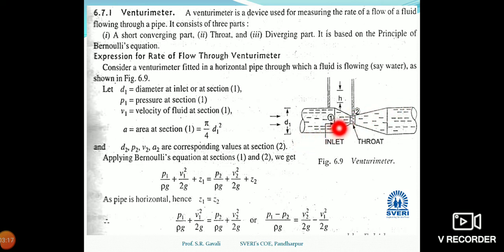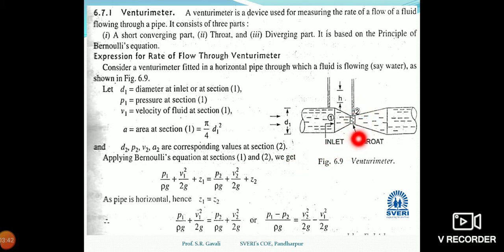Now let us consider these two sections. P1 upon rho g is the pressure head at section 1, V1 is the velocity of the fluid at the inlet section, and Z1 is the datum potential energy at section 1. Similarly, P2 upon rho g, V2 square upon 2g, and Z2 are the pressure head, kinetic head and potential head at section 2, that is the throat section.